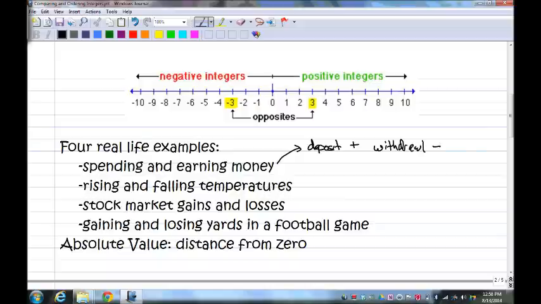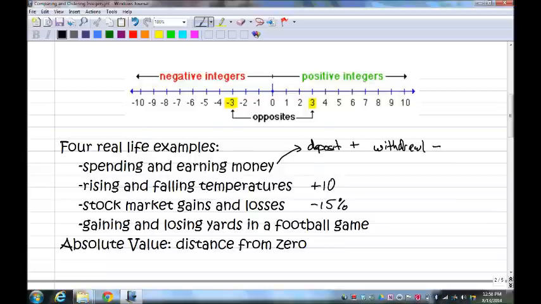Rising and falling of temperatures. For example, I said, wow, it's 10 degrees warmer than it was this morning. And I wanted you to represent that with an integer. You would say, all right, well, it's plus 10. Okay, and that would represent it. Stock market gains and losses. I said, oh, man, I had a loss of 15% on my stock. Well, you could show that by doing negative 15%. And that would be the way you show it. Gaining and losing yards in a football game. That's another way. That's a perfect example of uses for integers.